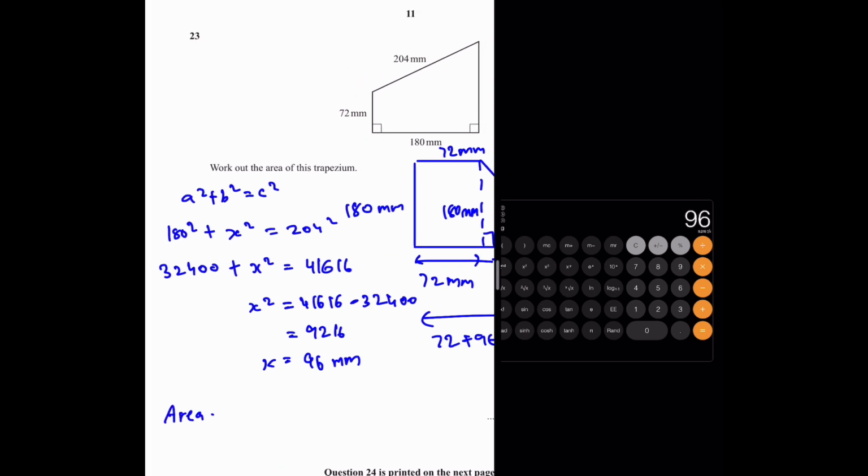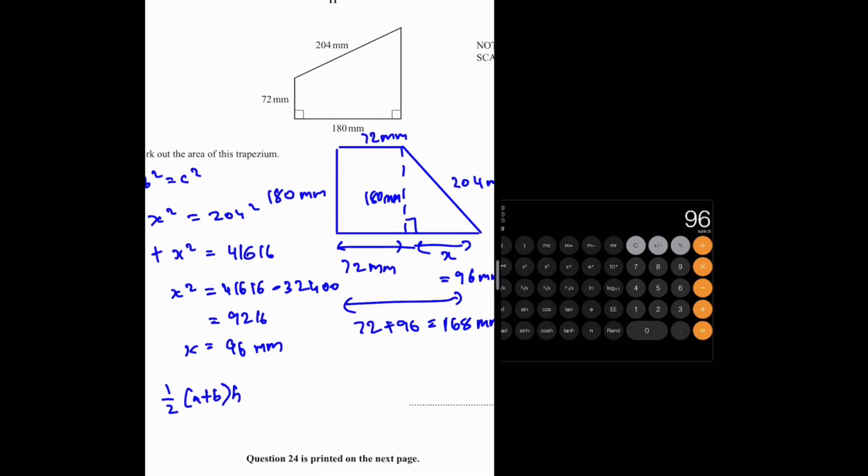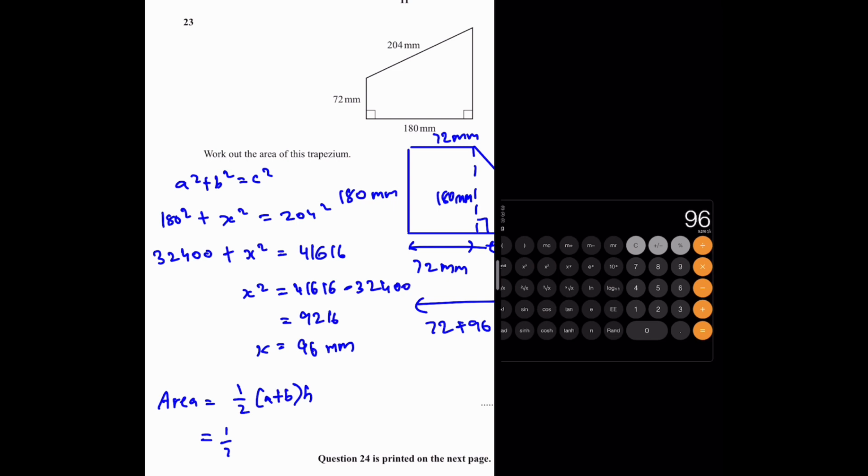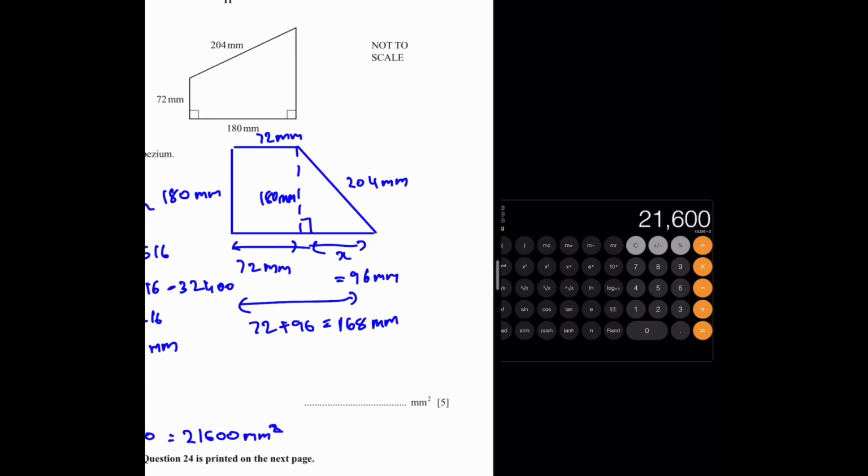Now the area of trapezium formula. So the area is equal to half into a plus b into h. So the height here is 180, and a is 72, b is 168. So we have half into 72 plus 168 into 180. Let's do that. 72 plus 168 is equal to 240. Multiply by 180. Divide by 2. It's equal to 21600 millimeters squared. That's the answer.